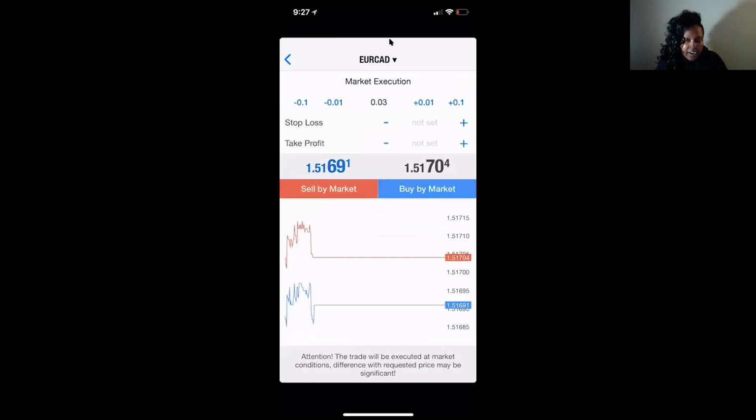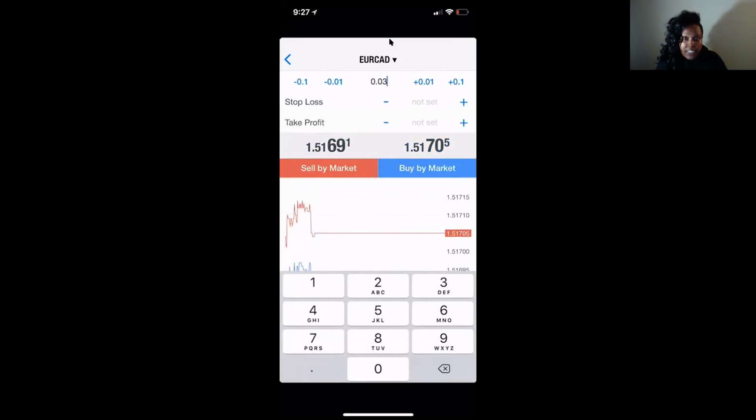So we're good there. Here, where this 0.03 is where you change your lot size. It can be anything from 0.01 to whatever you want it to be. I'm going to do 0.10. Based on the harmonic scanner, it would be a sell.